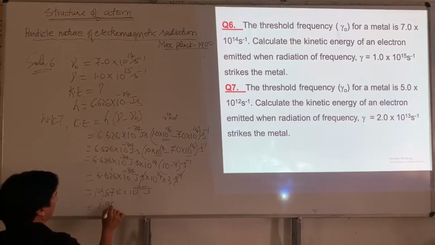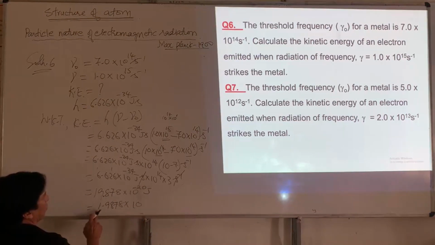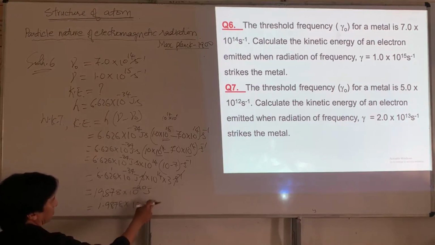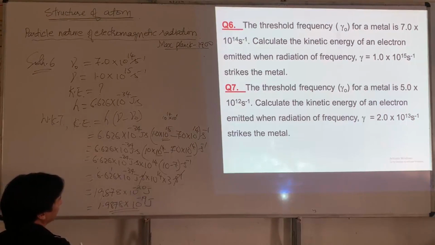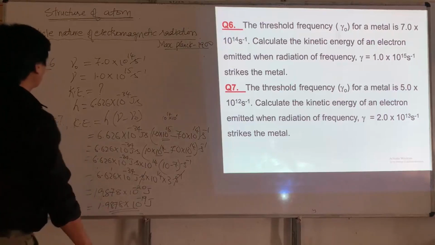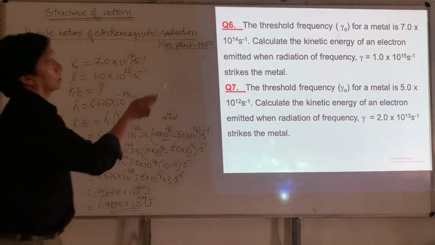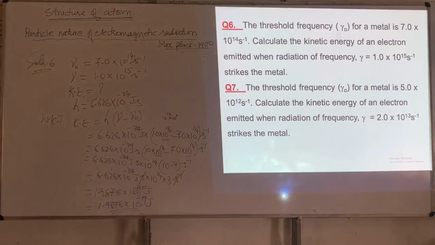1.9878 into 10 raised to the power 19. Since it has become 1.9, its value has been reduced. So you have to multiply this by 10 here, shift it by 1. 10 means positive 1, minus 20 and 1 becomes negative 19 joules. So this is now the energy, that is the kinetic energy of the emitted electron, or the electron emitted from the metal surface. So it's quite simple and easy.